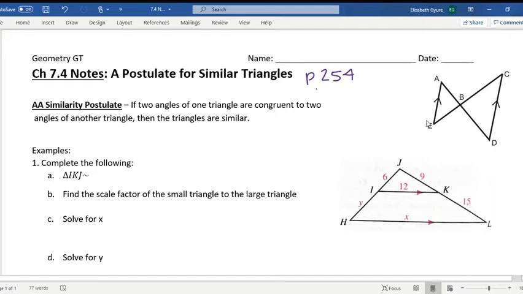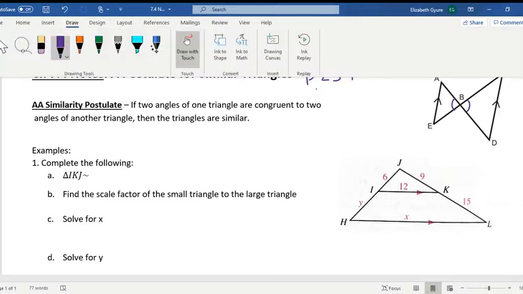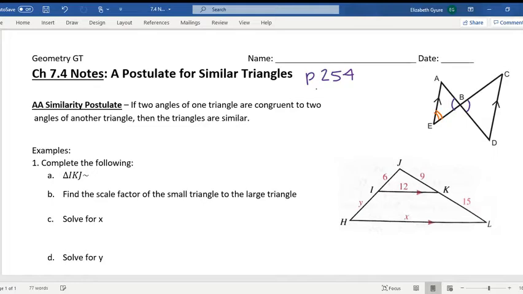So if you take a look at this diagram here, we would have, first of all, vertical angles in the middle there with angle BAE and angle DBC. And then because you have parallel lines, you're also going to have alternate interior angles at angle E and C, or at A and D if you prefer. It actually doesn't matter. But here we have at least two sets of congruent angles in this picture. Therefore, we would be able to say that these two triangles are similar.